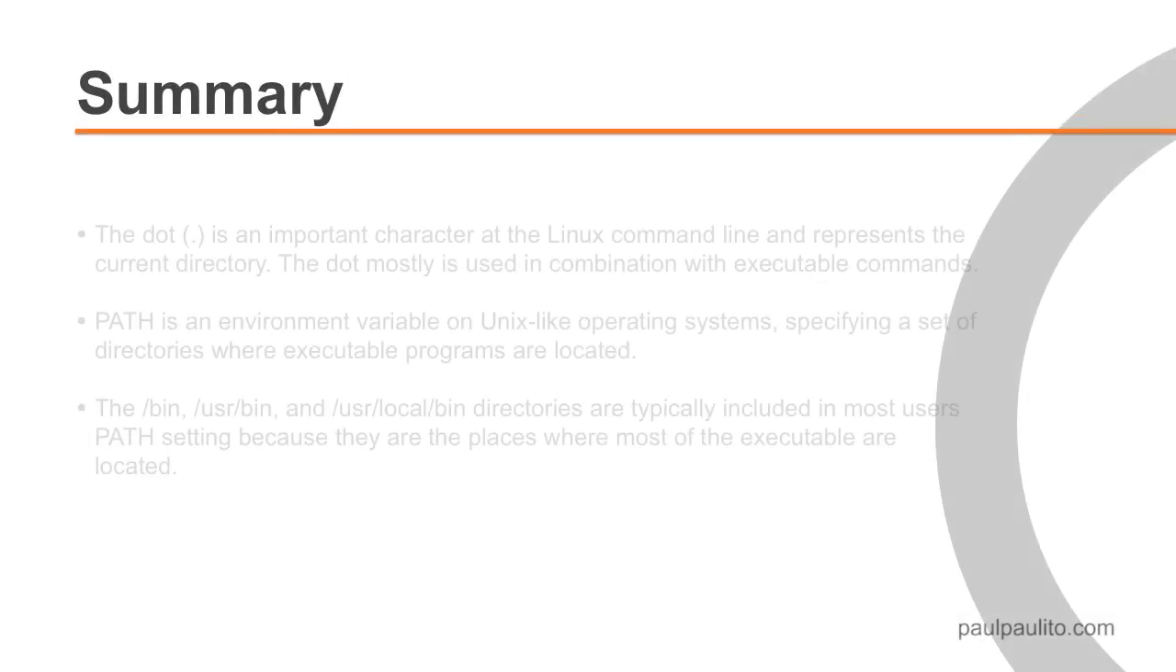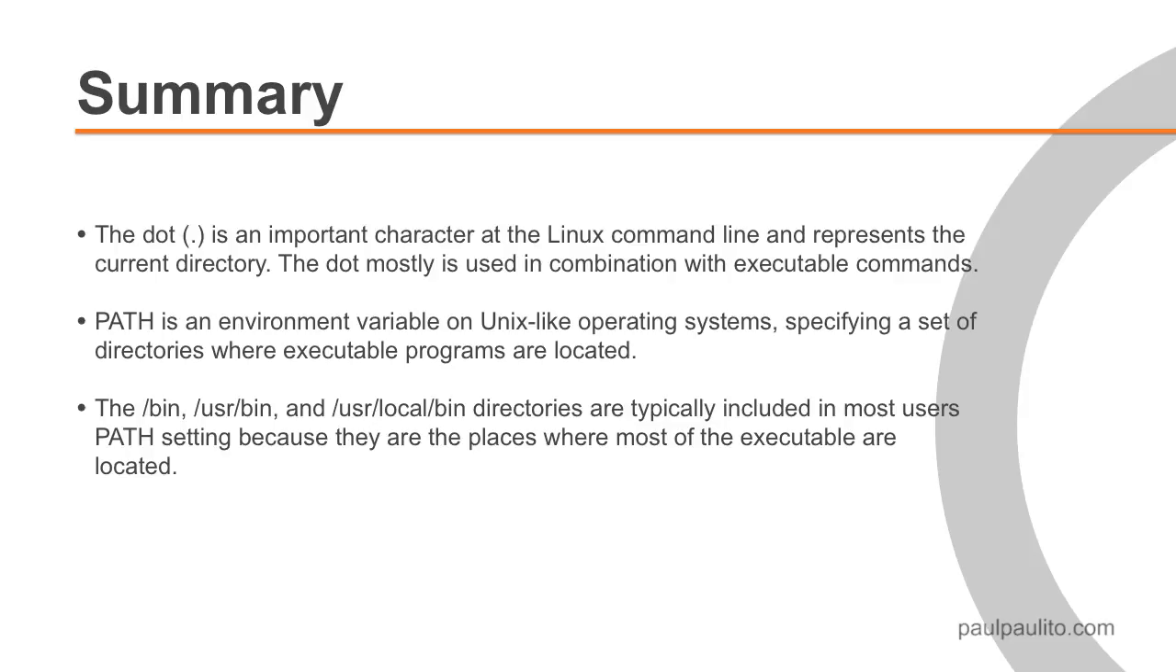Summary. The dot is an important character in the Linux command line and represents the current directory. The dot is mostly used in combination with executable commands. Path is an environment variable on Unix-like operating systems, specifying a set of directories where executable programs are located. The /bin, /usr/bin, and /usr/local/bin directories are typically included in most users' path setting because they are the places where most of the executables are located.